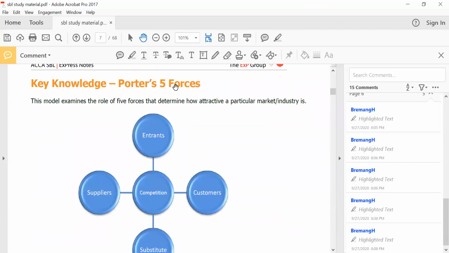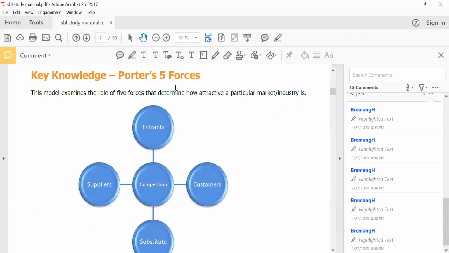So we move on to the next one, key knowledge. Another model we can look at in looking at the relationship between an organization and its environment. We've already looked at PESTEL analysis. The next one that we are looking at is Porter's 5 forces. That is Michael Porter. This is an old technical article released by Michael Porter, and since it came up, it has been an area of focus for every business.